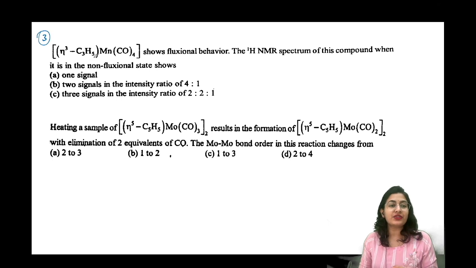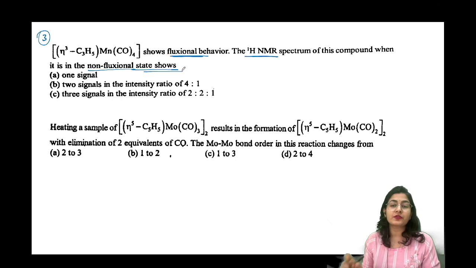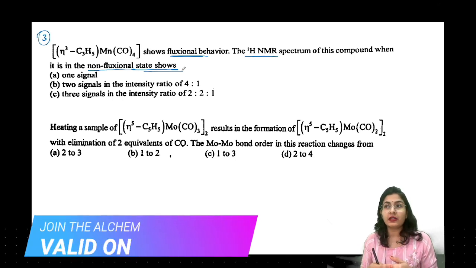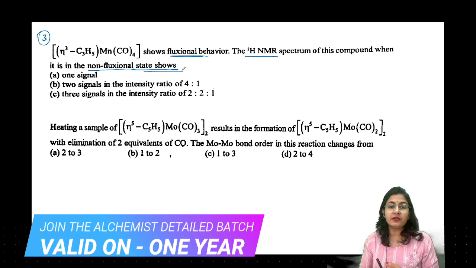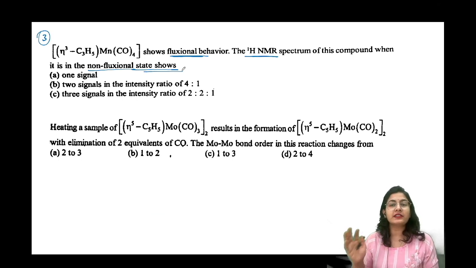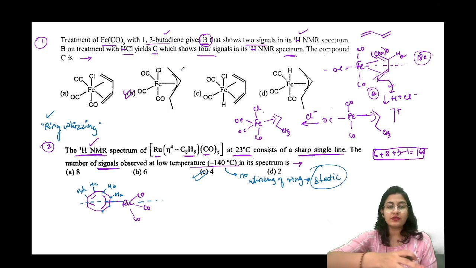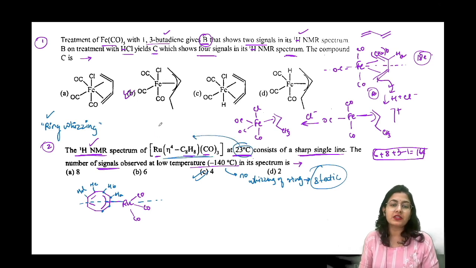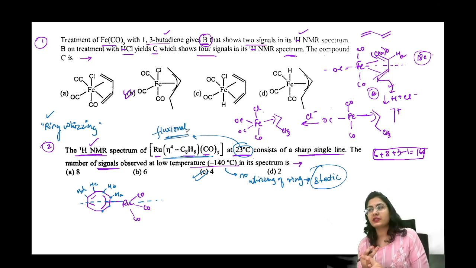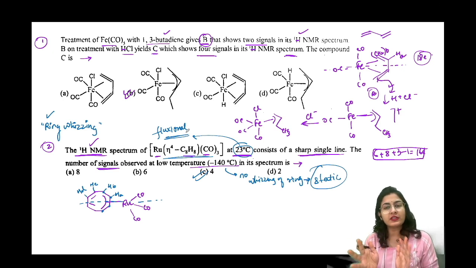Eta 3 C3H5 Mn(CO)4 shows fluxional behavior. Now you know what is fluxionality. The proton NMR spectrum of this compound when it is in the non-fluxional state shows. So either they are asking you about fluxional behavior based on the temperature, or they are just directly telling you that this is fluxional, this is not fluxional. Okay? So this compound at room temperature is also fluxional. What is fluxional basically? Fluxional and ring whizzing are almost similar concepts. That is, they are constantly changing their geometry.